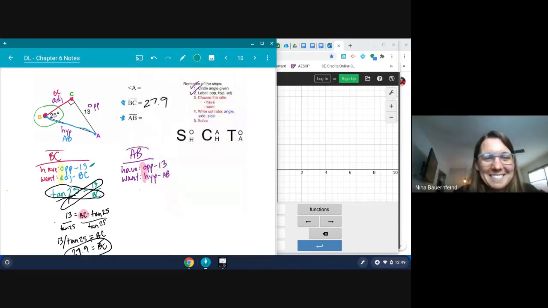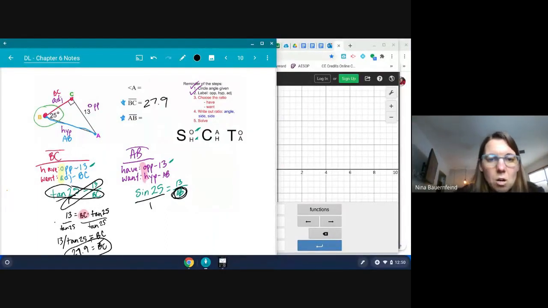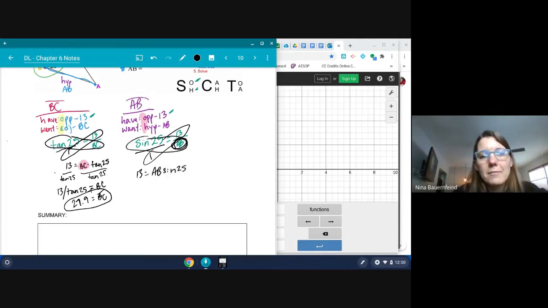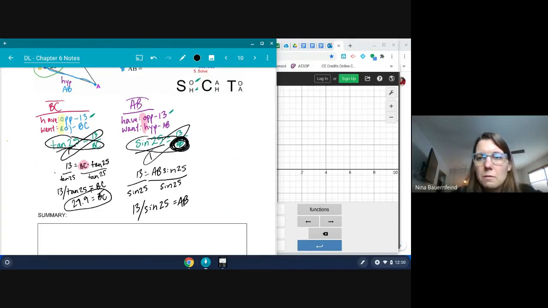The S. Yeah. So we're going to go sine, because it's O and H, just like this is O and H. So sine 25 equals O on top divided by H on bottom. And then we're going to cross multiply. What you guys will notice is there's a pattern. If this is on the bottom, it always ends up being a division situation. If we cross multiply these, we get 13 equals AB times sine 25. And then we have to divide by sine 25. If this is on the bottom, it's always going to end like this ugly stuff. So then we type it in the calculator.